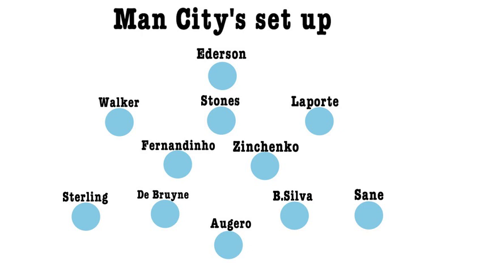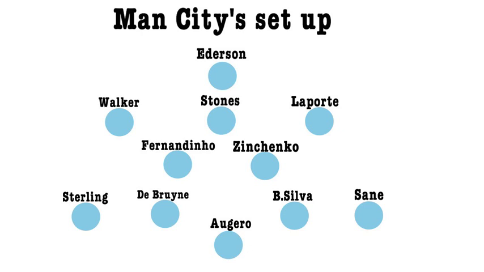Walker will create a 3 at the back with Stones in the middle, with Fernandinho and Zinchenko in front. Sterling and Sane will maintain the width in the side and the flanks, whilst any two of De Bruyne, Bernardo Silva or David Silva will play as the advanced midfielders, with Aguero up top.